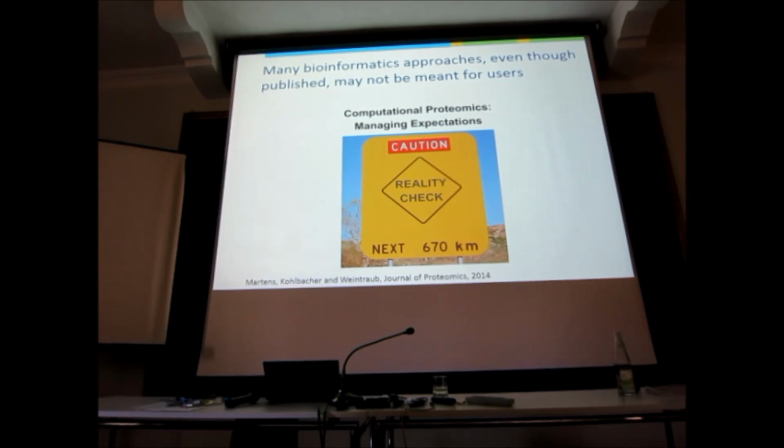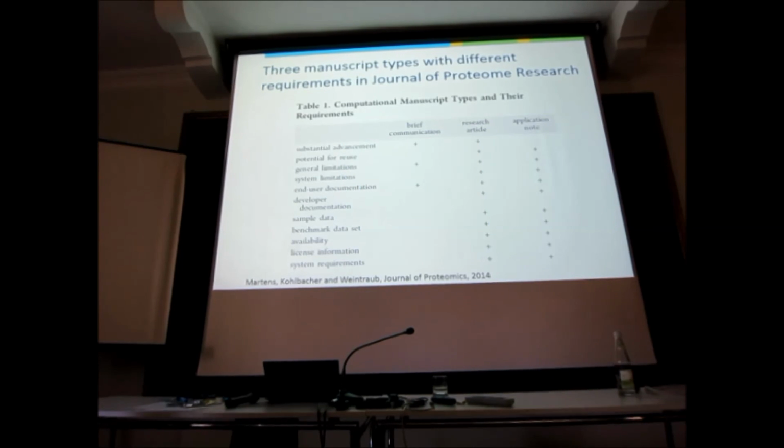In order to help you, we recently published some guidelines in JPR, with this amusing picture that I photoshopped myself, about managing expectations, you know, a reality check for bioinformatics papers. And we came up with 3 different formats. Now in JPR, if you want to publish a bioinformatics research article or application note, it has to work. You have to say when it does not work. You have to say what you need to run it. You have to provide documentation for you, the user.